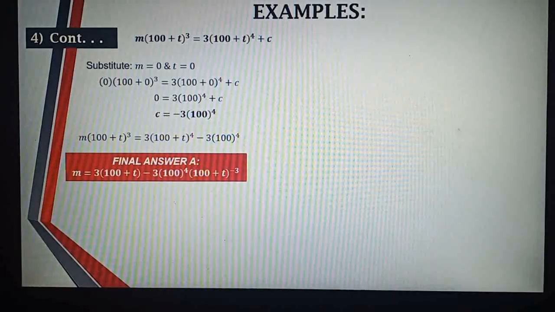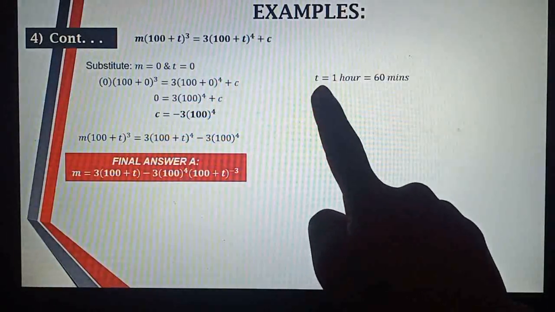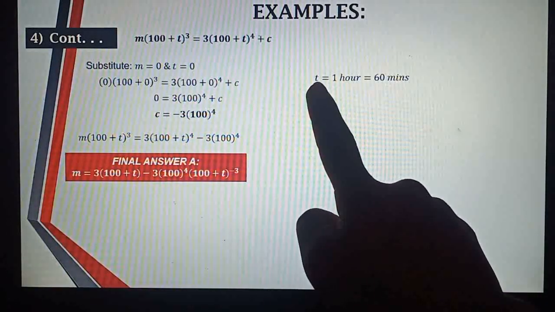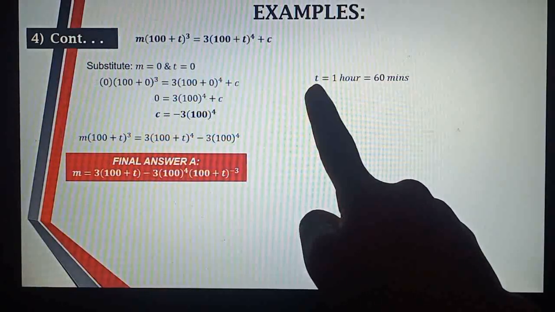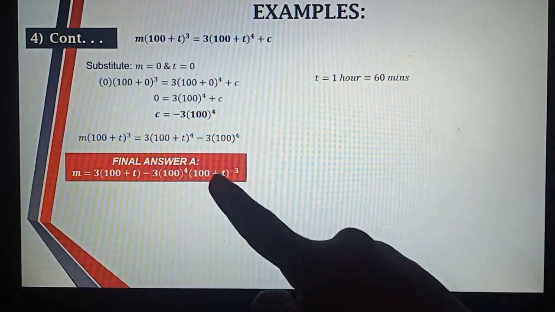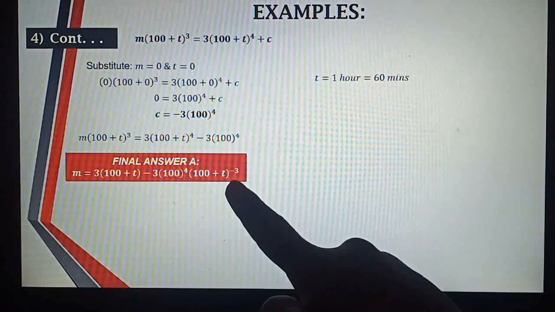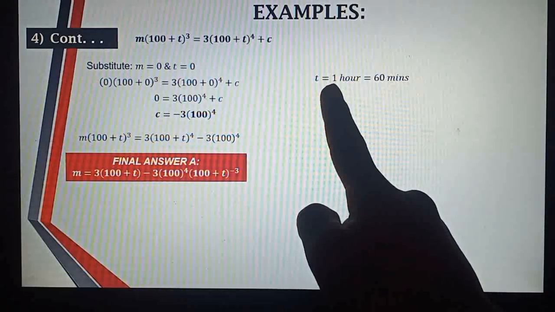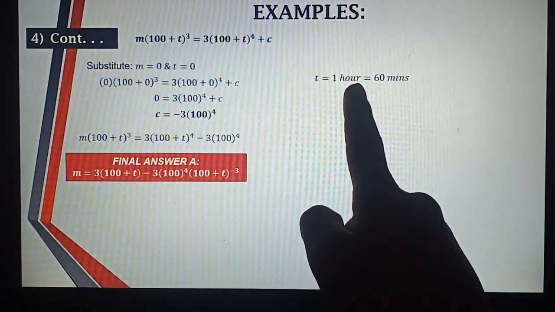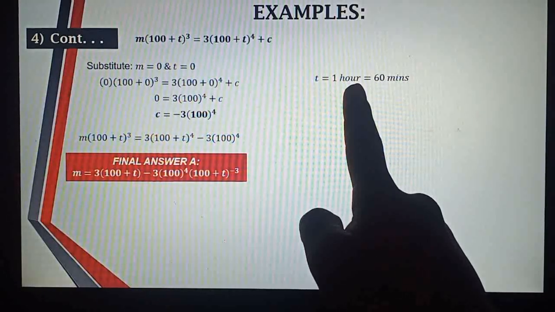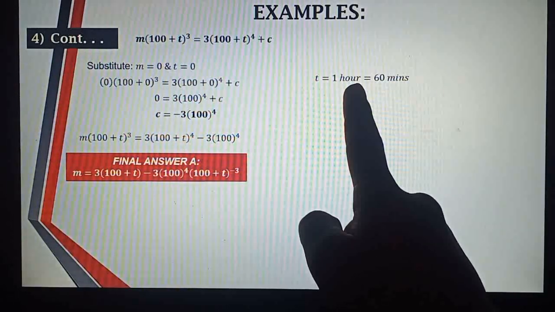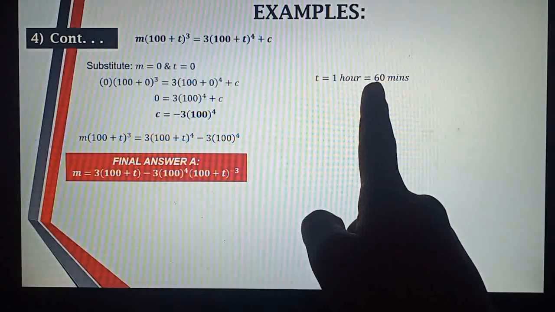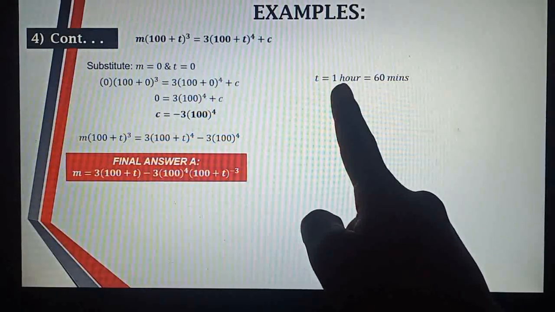Now for letter B, all you have to do is substitute the value of time into the computed equation from letter A. So we have t equated to 1 hour, or since our flow rate is in minutes, our time also needs to be in minutes. So you have 60 minutes per 1 hour.